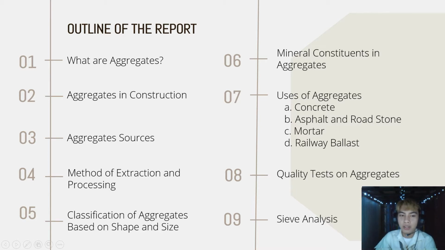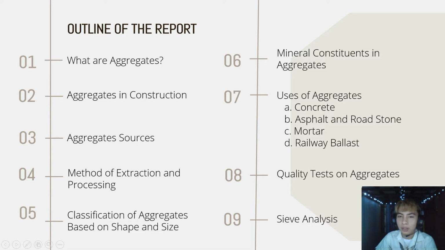Number 4, the methods of extraction and processing. So itong mga sources na to, pag-aaralan din natin kung anong mga process ng extraction ang ginawa upang ang sources na to is ma-turn into aggregates. Number 5, classification of aggregates based on shape and sizes. So ang aggregates pala ay hindi lang isa. Kina-classify din siya dahil marami siyang uri, pero nakabase sa shape and nakabase rin sa size. Number 6, mineral constituents in aggregate. I-discuss natin dito kung ano nga ba ang bumubuo sa isang aggregates.